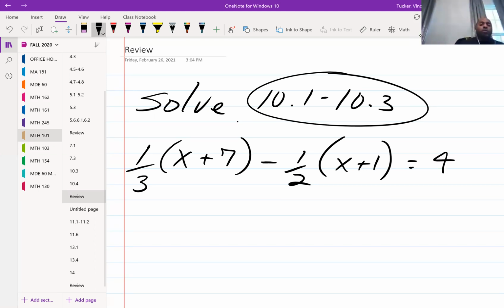All right, so if we add this, we have 1/3 times (x plus 7) minus 1/2 times (x plus 1) equal to 4. We want to solve the equation. Since we have fractions involved, and we want to clear out the fractions, the first thing we do is find the LCD. So we're talking about the smallest number that both 3 and 2 can divide into evenly, and that's going to be 6.